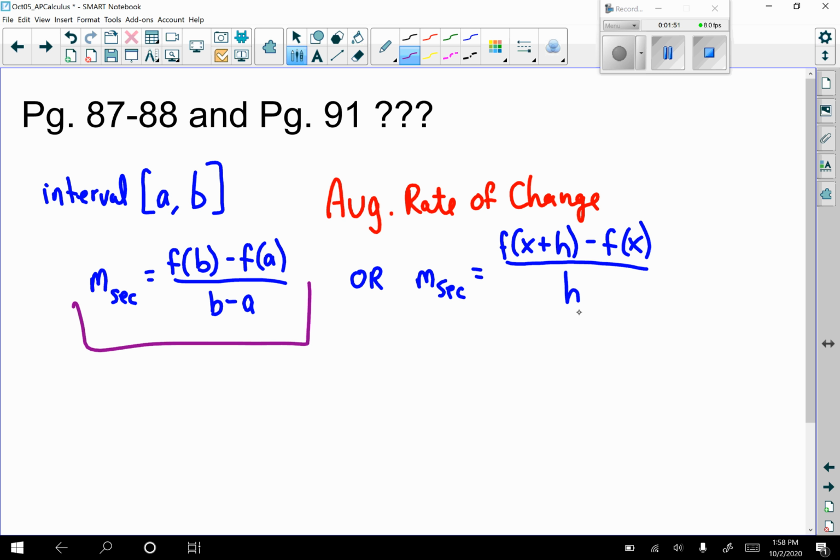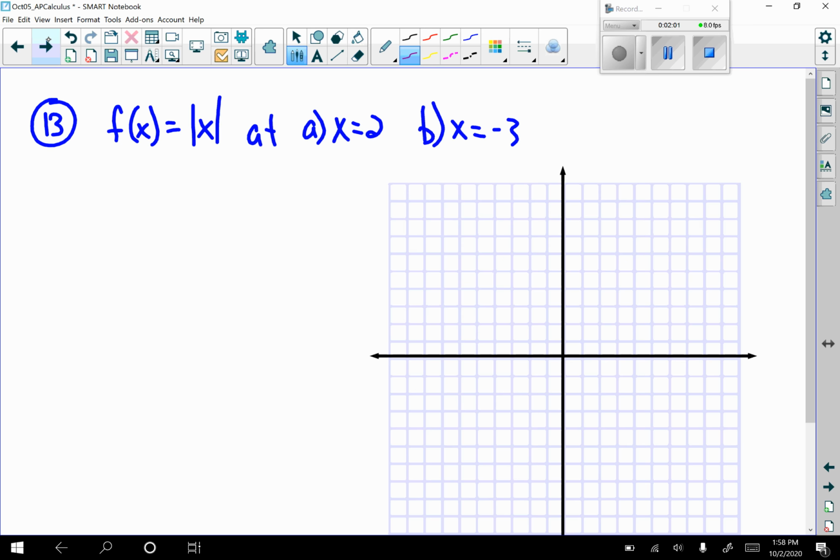I'll probably make a solutions video for you guys to see, for the assignment I'm going to give today and for this one. But I do want to address number 13 here.